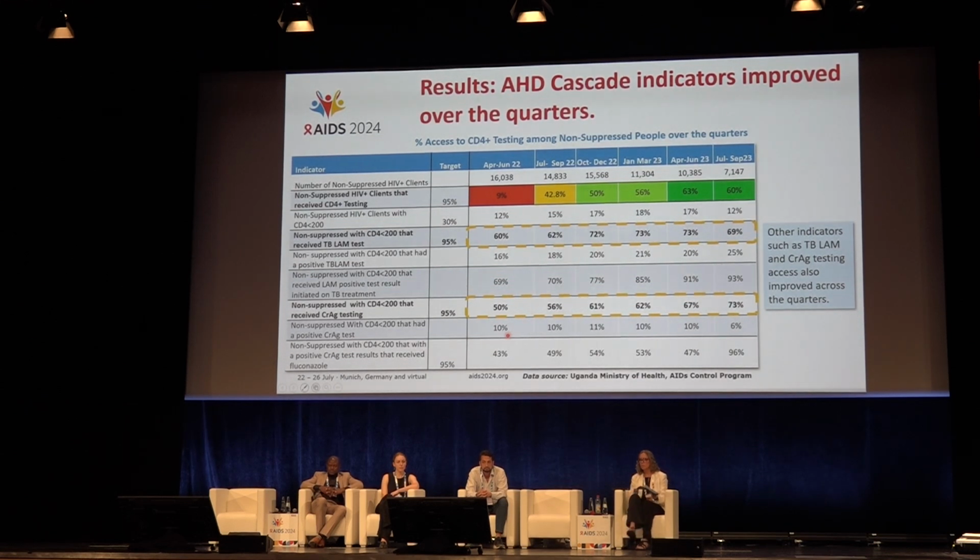We also see about 10% of people who are treatment experienced but had CD4 less than 200 having a positive LAM. What this really emphasizes is that it's not just new people living with HIV that are at risk of advanced HIV disease conditions, but also those who are in care, treatment experienced, but virally unsuppressed.